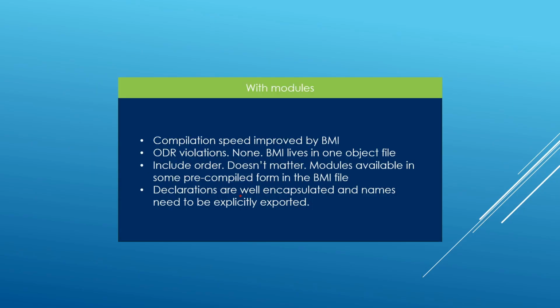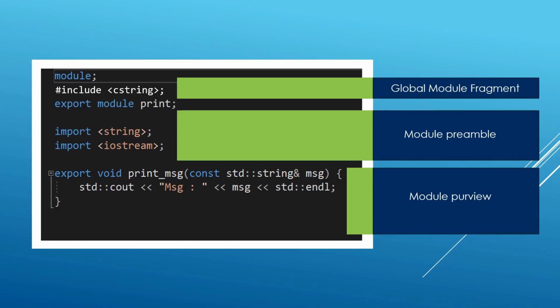Now, if you use modules, compilation speed is going to be improved by the BMI, as we have seen. ODR violations are going to go away because declarations are confined inside the module. The include order problem is going to go away because the module is available in some pre-compiled binary format, and it is going to be included immediately where it is needed in your application. Another big benefit is that declarations are well encapsulated and you have tight control over what is exported and what isn't. Now that we have a few basics about modules, let's look at the actual structure of a module file.